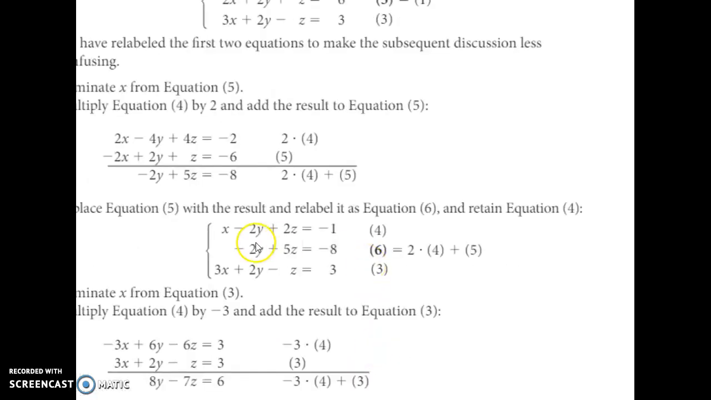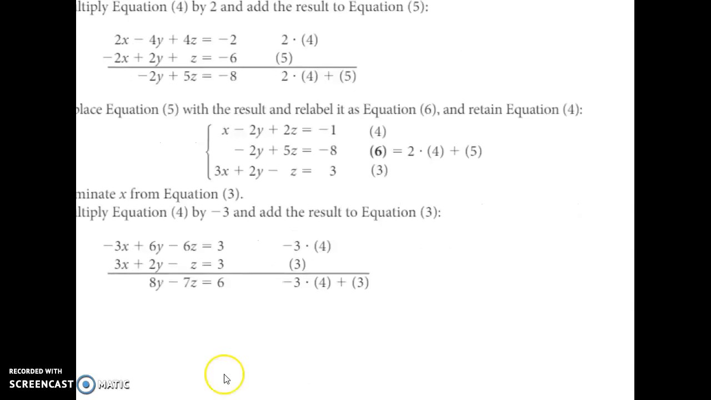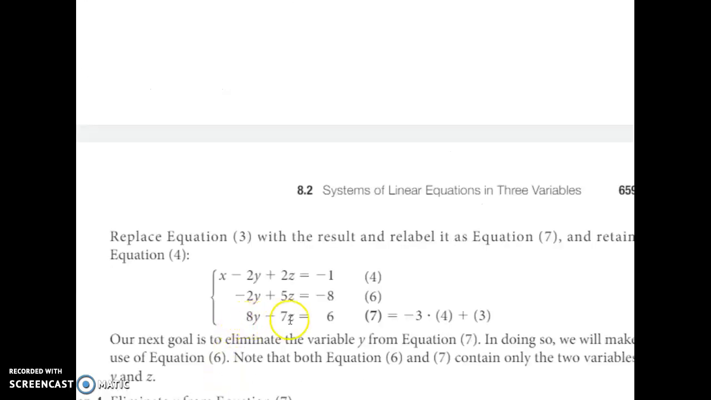Oh wow, this is getting complicated, right? Now they're going to try to get a 0 right here. In order to achieve that, multiply the first one by -3 all the way through, which is exactly what they do here. Added to the third row, that gives us this one, and this is our new third row. So they write it down again.